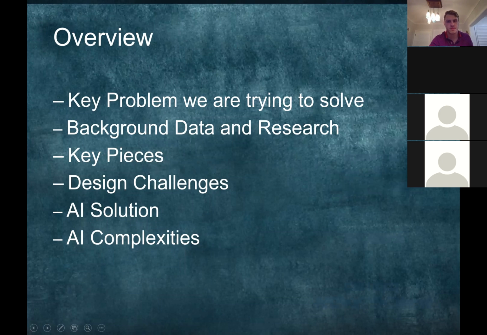So a brief overview of our presentation. First, we're going to go over the key problems that we're trying to solve. Next, we're going to go over some of the background data and research that is applicable to those key problems. Then we're going to give a brief overview of the key pieces and AI component types that contributed to our solution. And then we're going to finally go through the design challenges and AI complexities.